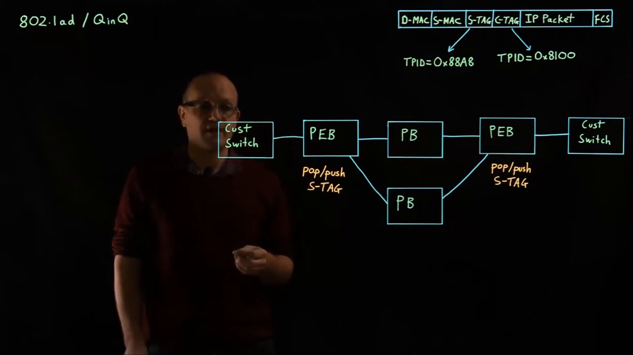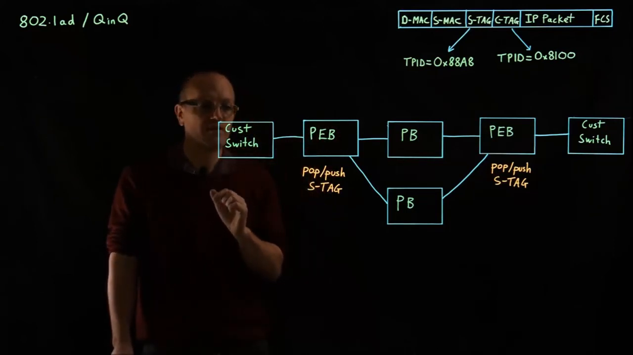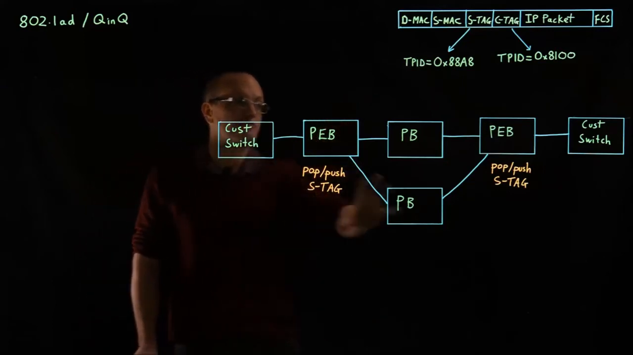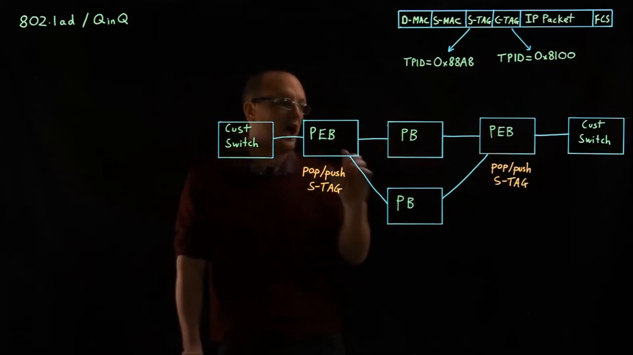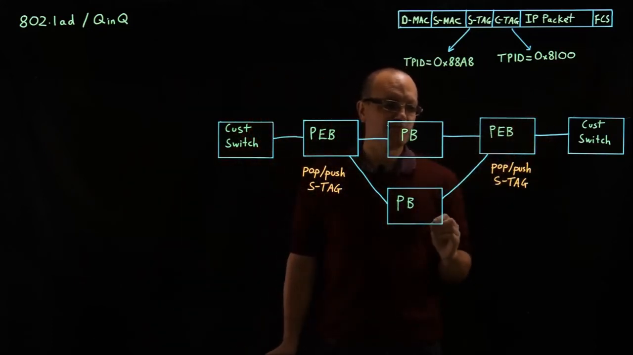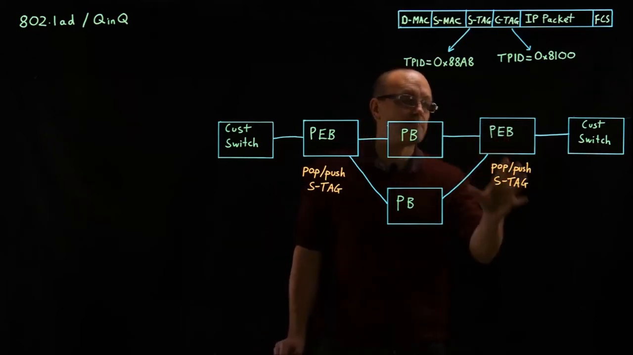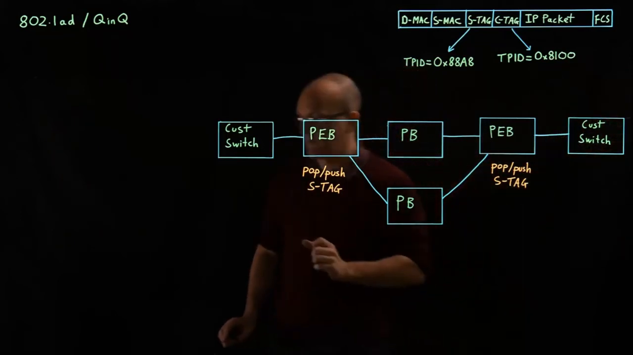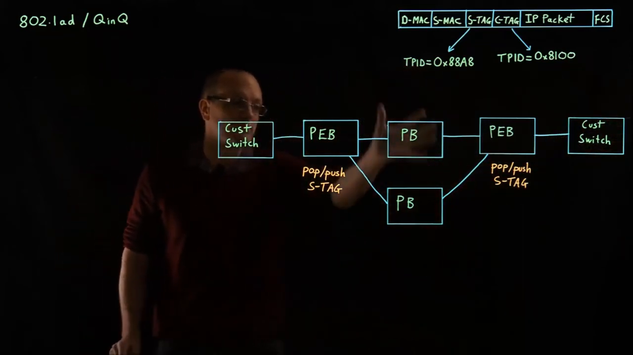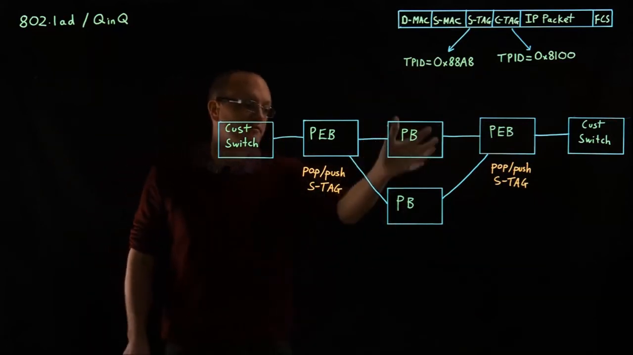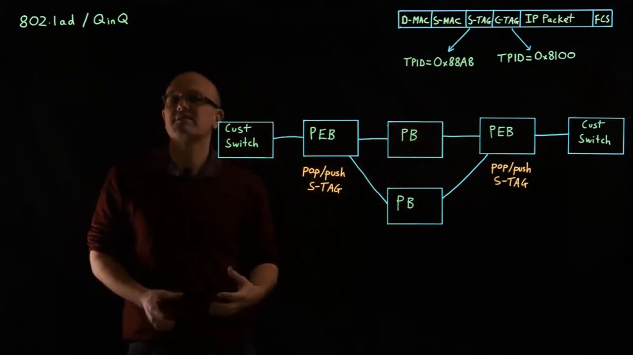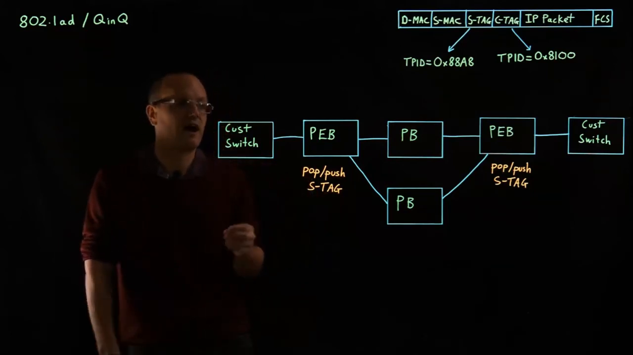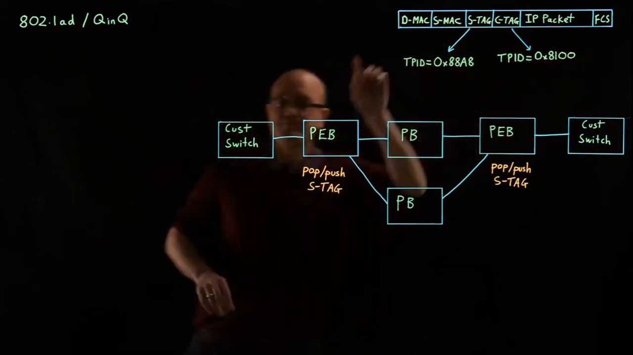And what they're doing is, on receipt of a frame from a customer, they're pushing an S tag onto the frame. This frame then traverses through the service provider network, and on the egress provider edge bridge, we're popping that S tag off and passing a standard 802.1q encapsulated packet to the customer. And then on the intermediary portion of the provider network, we have provider bridges, and they're performing standard layer 2 switching on the S tag, the outermost tag of the frame up here.